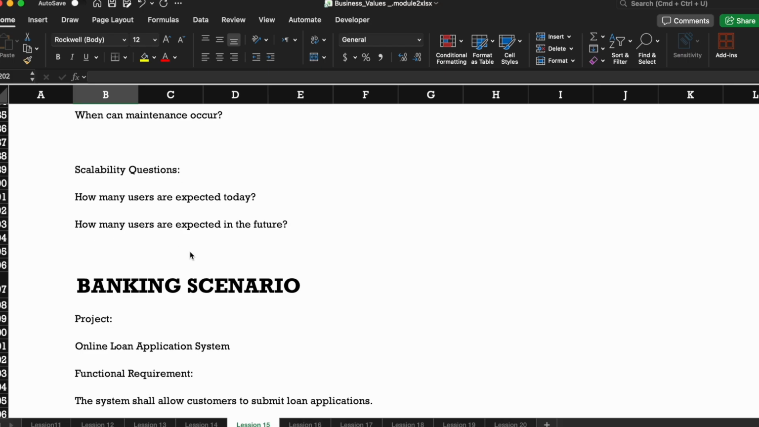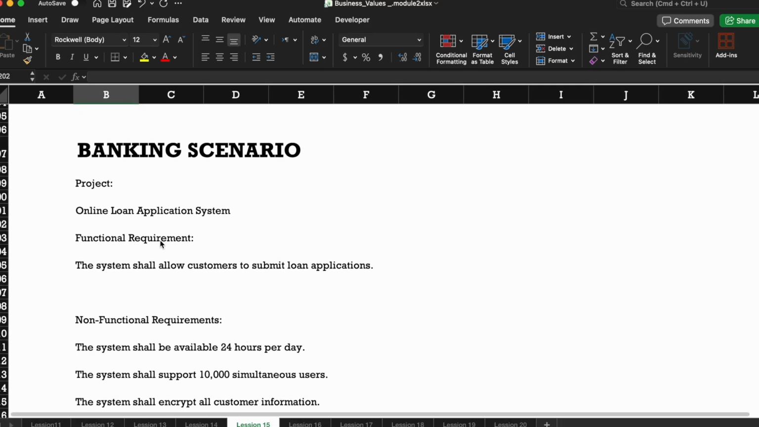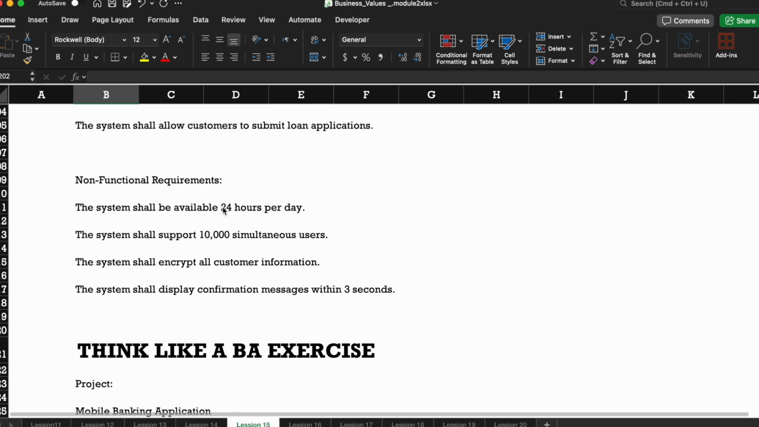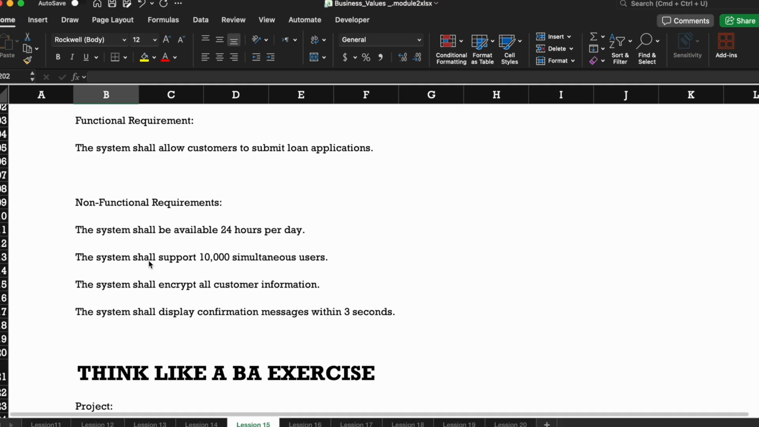So, example banking scenario: online loan application system. Functional requirement, we discussed: the system shall allow customers to submit an application. Now we are focusing on non-functional requirements: the system shall be available 24 hours per day. The system shall support 10,000 simultaneous users. So why 10,000 here? This is performance testing. Performance testing has a specific team, or your tester.